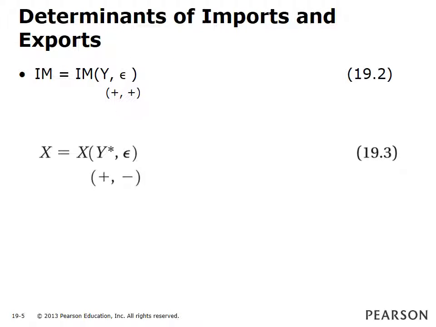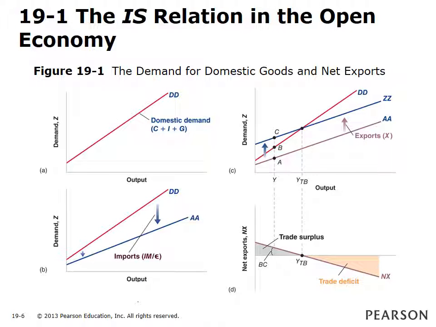Equation 19.2 says imports depend positively on domestic income Y and also positively on the real exchange rate epsilon. Equation 19.3 says exports depend positively on foreign income Y star and negatively on the real exchange rate epsilon. Figure 19-1A plots domestic demand for goods against output, holding constant all other variables: interest rates, taxes, government spending, foreign output, and the real exchange rate that affect demand. An increase in output increases demand, but less than 1 for 1. The slope of the DD line is less than 1.